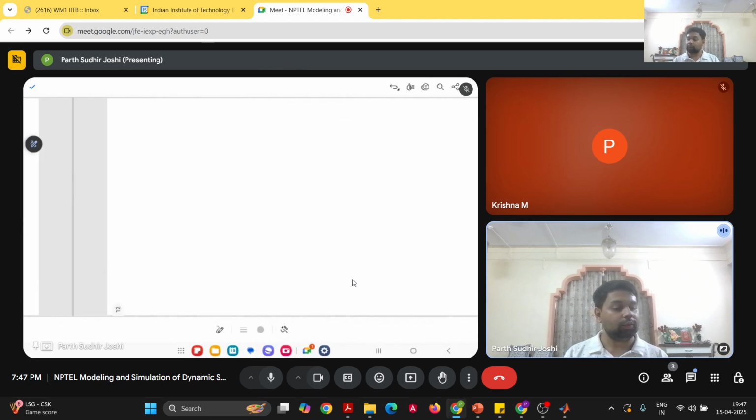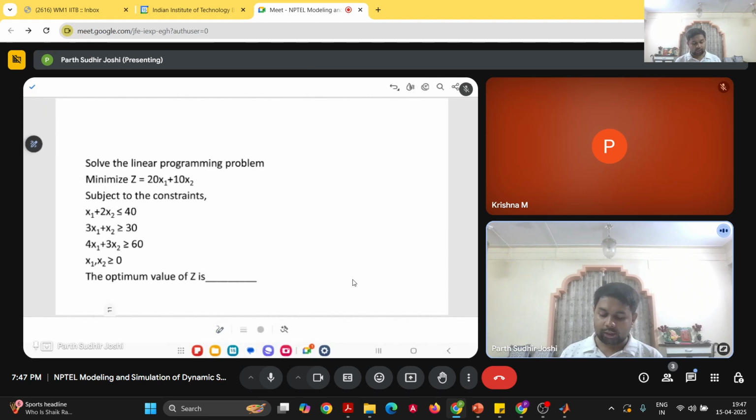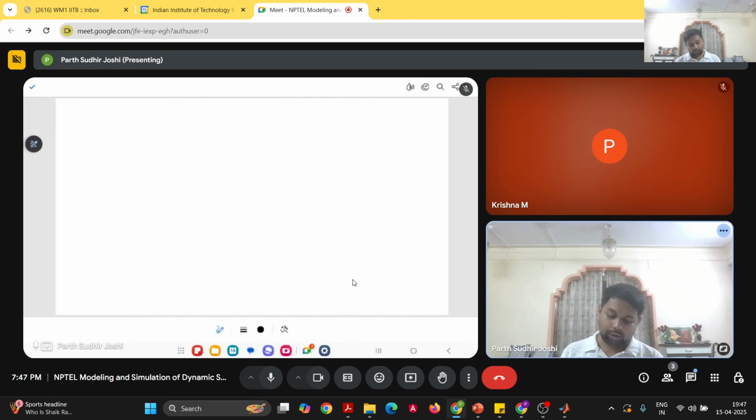So to start with solving this problem, what we need to do is draw the lines which represent each of these constraints. We have the bound constraints that x1 and x2 are both greater than or equal to 0. So we are restricting ourselves to the first quadrant of the xy axis.